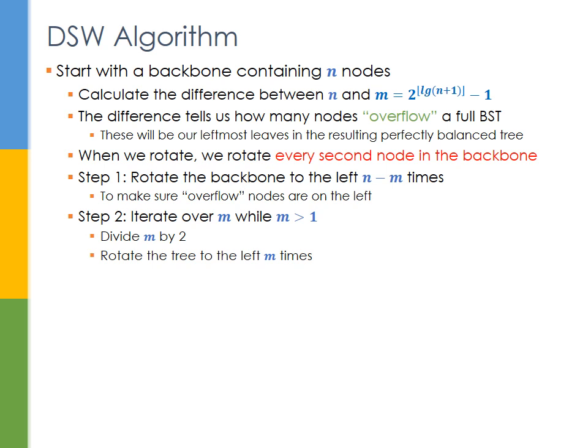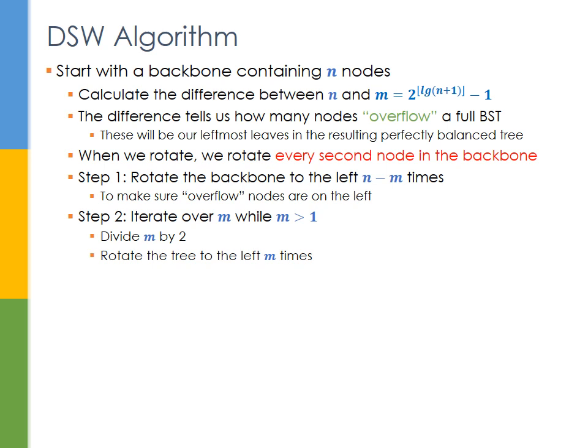So we then need to perform 2 steps. The first step deals with the overflow nodes that we have within our tree. So we rotate the backbone left n minus m times. In other words, we perform a left rotation for each one of the overflow nodes. But very importantly, note that it is every second node in the backbone that we will rotate.